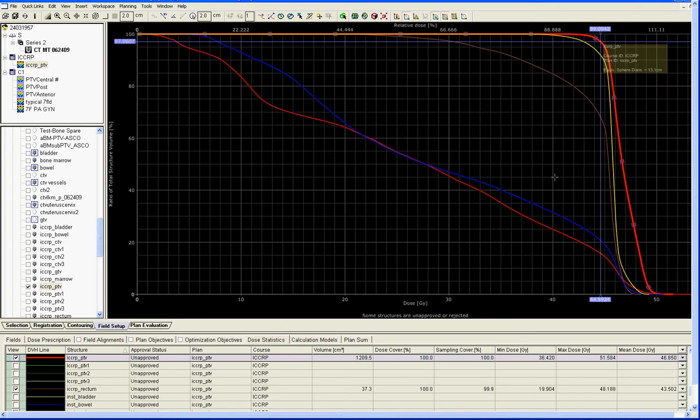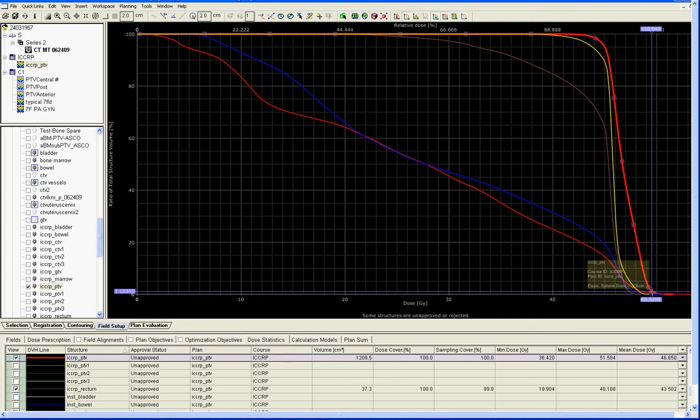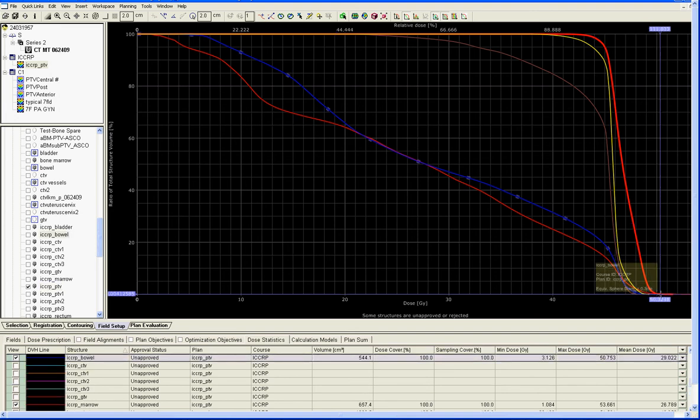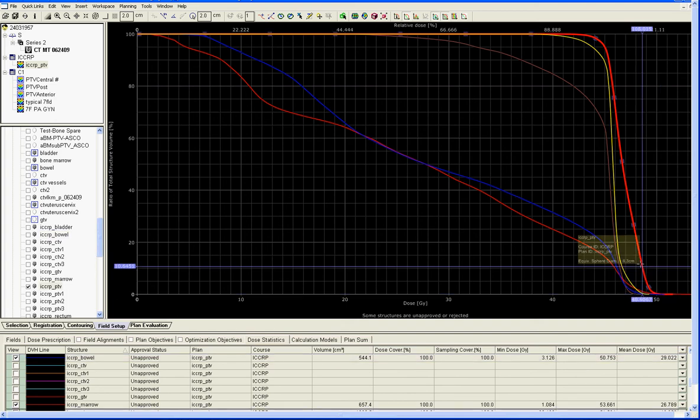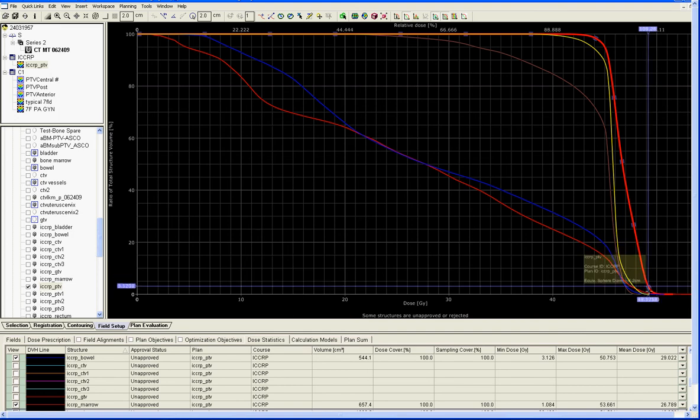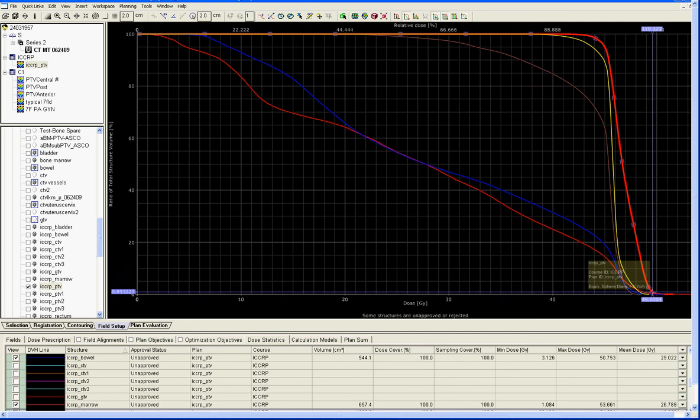And no less than 1% of the PTV should receive more than 115%. The 115% is out here, and that's much less than 1%, so we're okay there. Less than 10% should receive more than 110% of the prescription dose, represented here, and we're fine at about 1% of the volume receiving more than 110%. So this is adequate from a protocol standpoint.